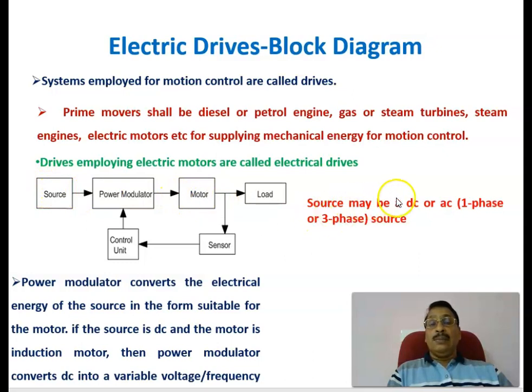Now the source can be either DC or AC. In AC itself, it can be either single phase or three phase. Now the power modulator converts the electrical energy of the source into the form suitable for the motors. For example, if the source is DC and the motor is an induction motor, then the power modulator converts the DC into a variable voltage or frequency supply. Therefore, that is a function of the power modulator.